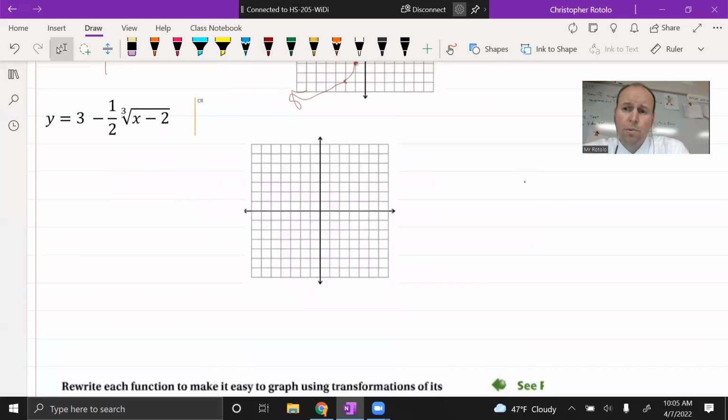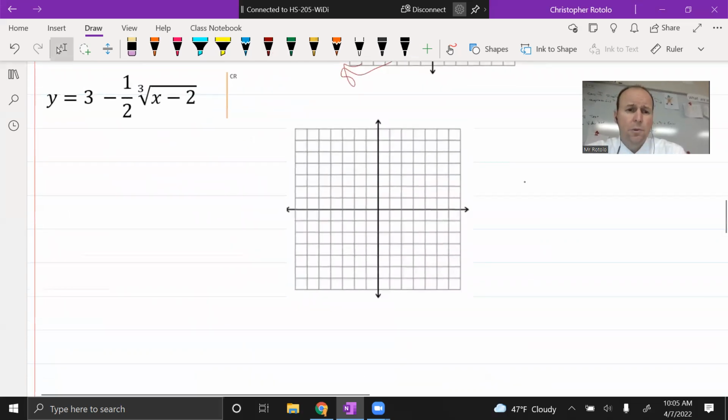All right, last one of our cube roots. Maybe we should have had more of these. Well, we'll do more in class, if you're in my class. If not, hey, thanks for watching.